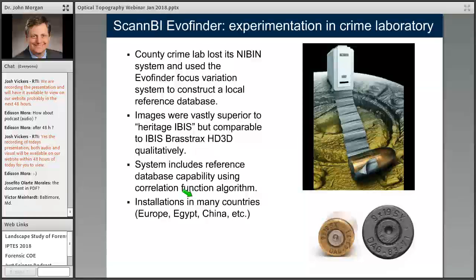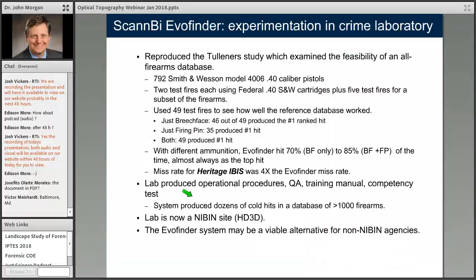Another system that uses focus variation among other approaches is the Scan by Evo Finder, which again is used not in the United States so much, but around the world a lot, in Europe, Egypt, China, and elsewhere. And an unnamed county crime lab actually used the Scan by Evo Finder with a cross-correlation function algorithm and a reference database built using the Evo Finder only to replace their heritage IBIS when they lost that and were no longer part of the NIBIN network. So they basically built their own system using the Evo Finder, and with very, very solid success.